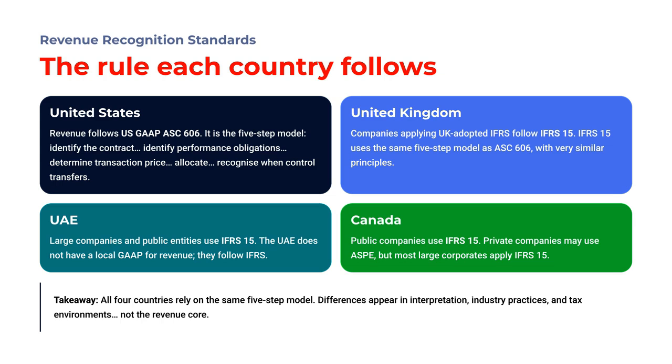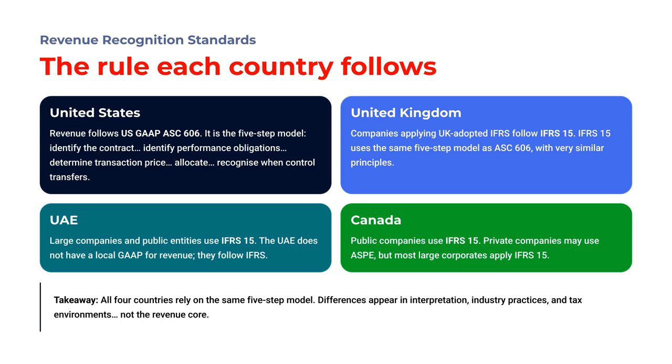United States. Revenue follows U.S. GAAP ASC 606. It is the 5-step model. Identify the contract, identify performance obligations, determine transaction price, allocate, recognize when control transfers. United Kingdom. Companies applying UK-adopted IFRS follow IFRS 15. IFRS 15 uses the same 5-step model as ASC 606 with very similar principles.